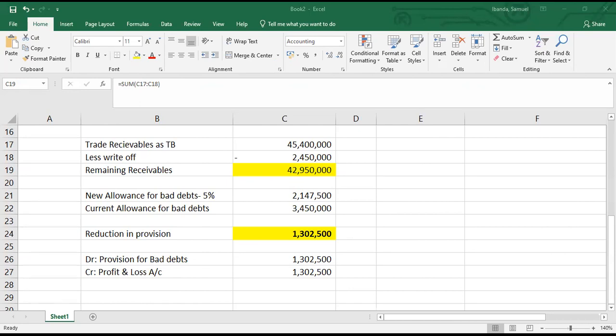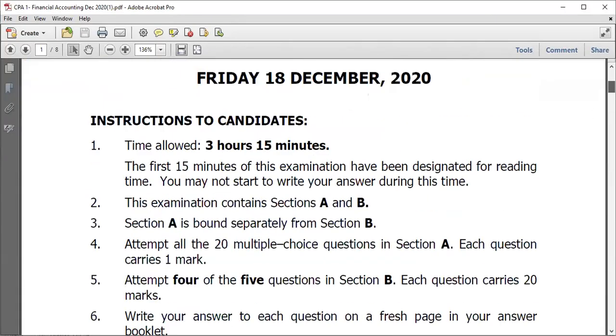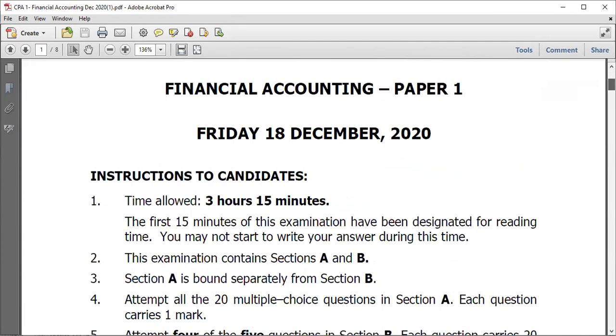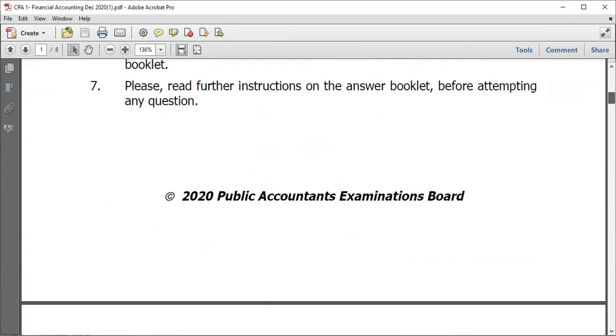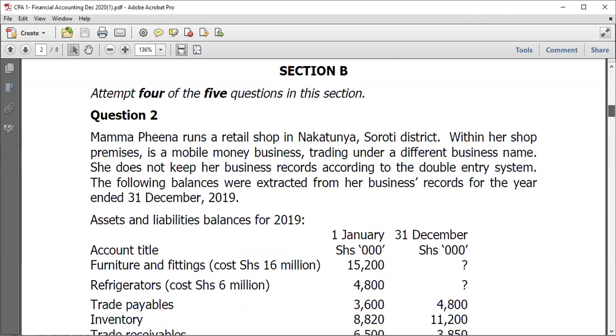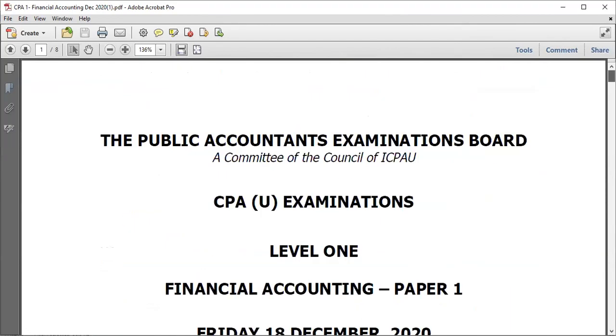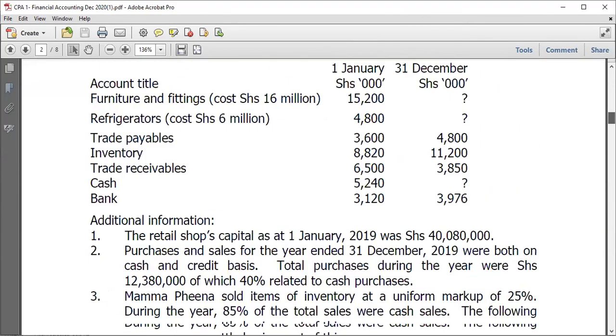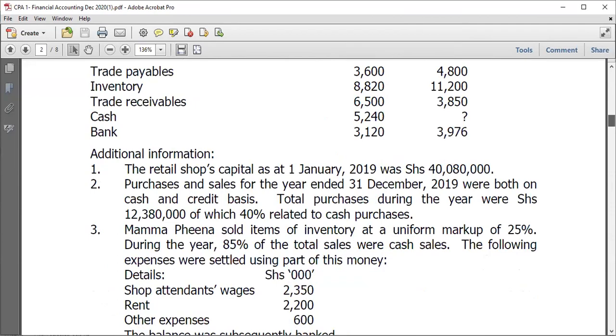But I want you to try out this. Just note it down. This is in December 2020. Just try out this additional information. December 2020.